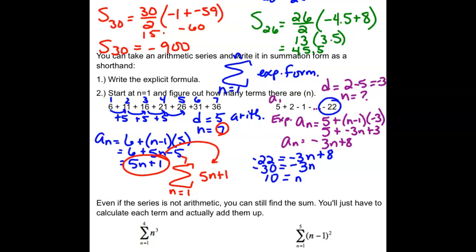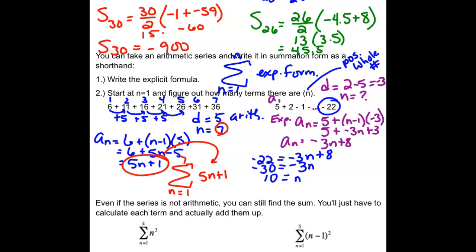Now remember that n has to be a positive whole number. If you're getting n values that are decimals or negatives, something's wrong. Because remember, n, you're just counting how many numbers are in the list. So it needs to be positive whole number. All right, so my final piece here, summation notation. I'm starting with an n value of 1, and I'm going up to the 10th term. It says I'm adding all those up, and my formula to generate the numbers is negative 3n plus 8. Okay, that formula goes in there.